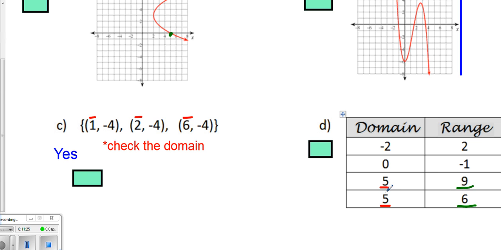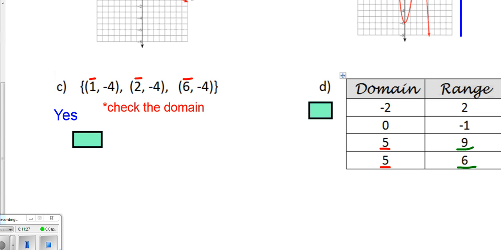So if we were going to try to graph this out, if we put a little graph here, I went out 5, well, one of my 5s would go up to 6, one of my 5s would go out to 9. These would be my 2 points.